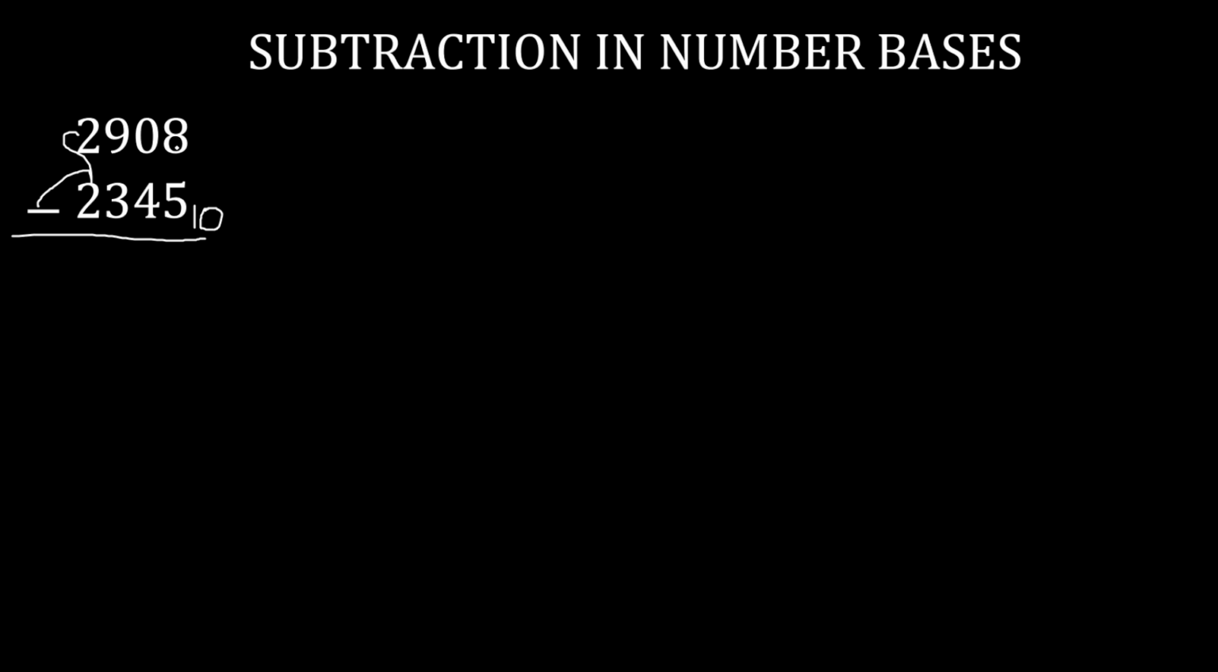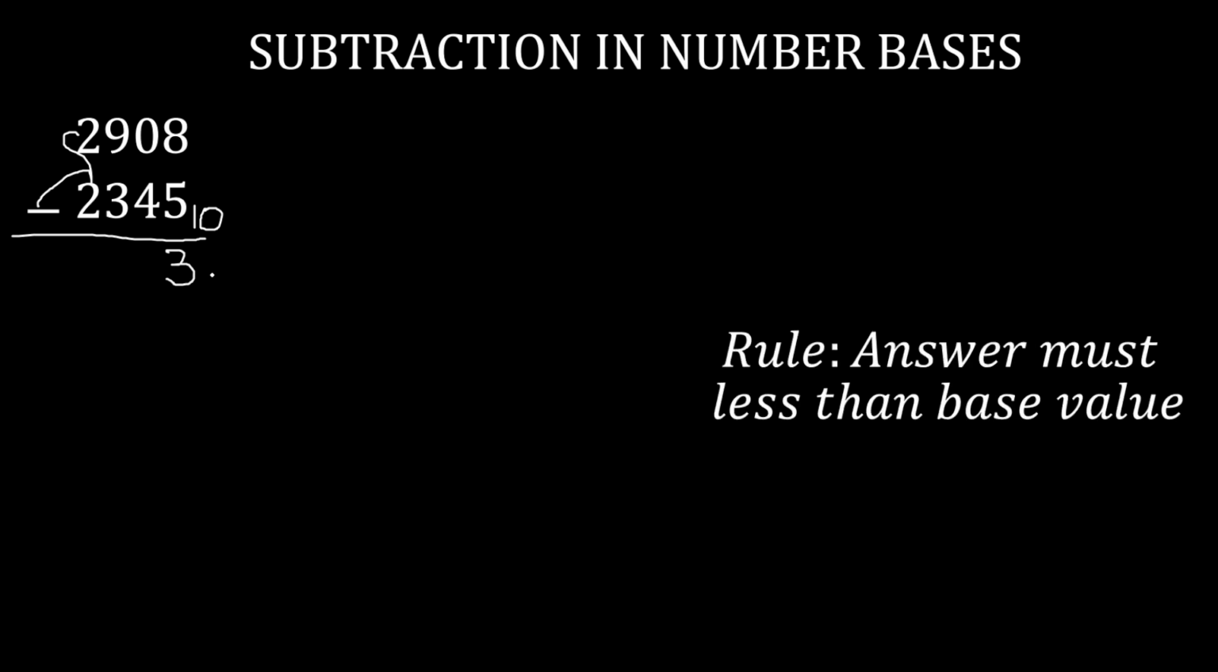Number 1, 8 minus 5, this is 3. Why? Remember the principle of that operation. It said that the answer must be less than the base. This is our answer, and it is less than the base. So if we are going to write the answer, this value must be less than the base value. The base value is 10.